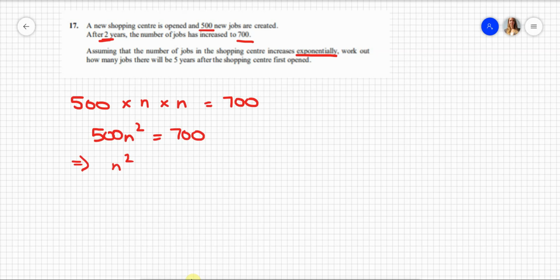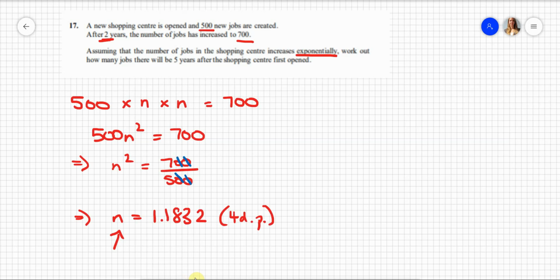That means that n squared is 700 over 500, which is just 7 over 5. And if we square root that, we get that n is 1.1832 to 4 decimal places. So this is our yearly growth factor.